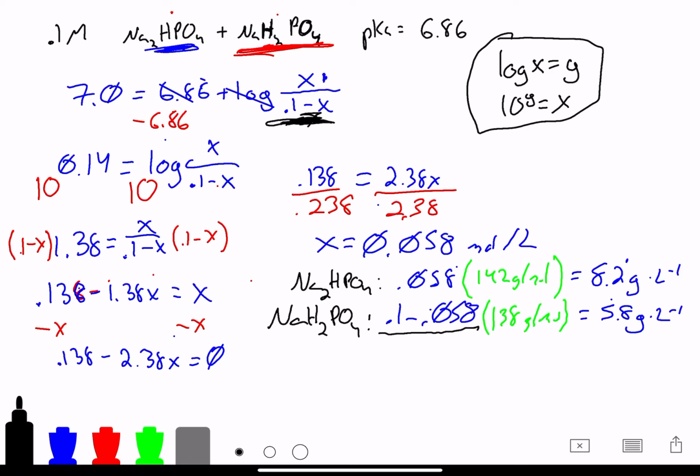All right, so now to demonstrate the power of a buffer to resist, we're going to add to that solution. So we have a pH 7 phosphoric acid buffer solution, and we are going to add 2 milliliters of 1 molar HCl. So now we're going to see what the pH would be after that.